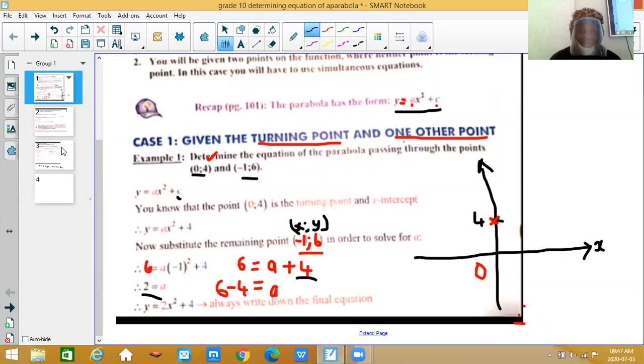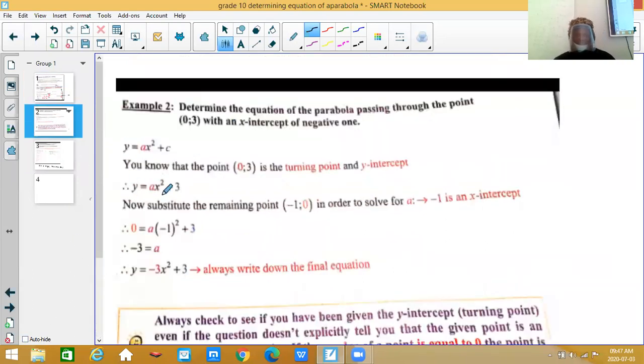Right. Now, let me go on to another example. We are on example 2. Determine the equation of the parabola passing through this point and with an x-intercept at -1. Right. Now, when you look at this one, what point is this one?